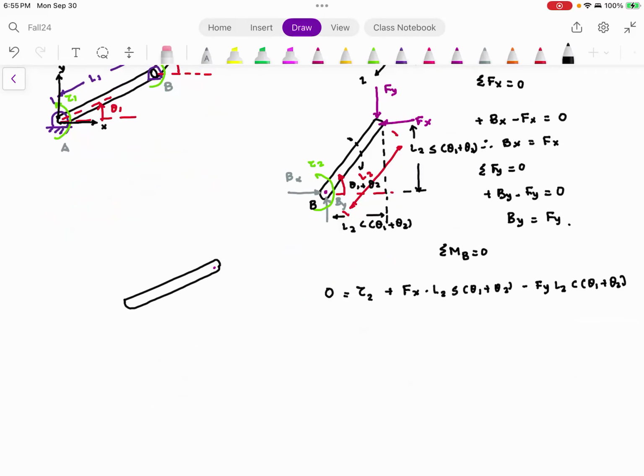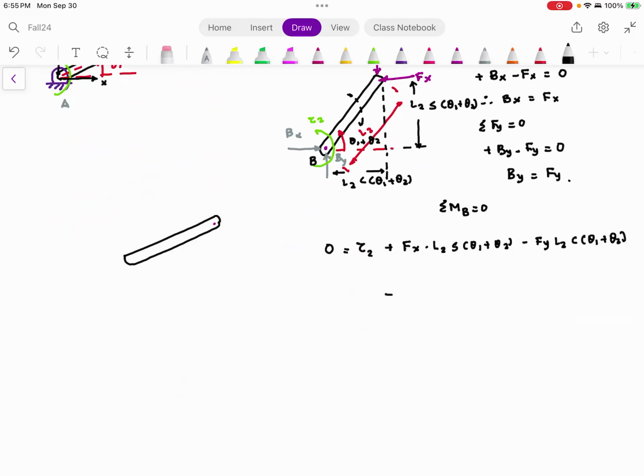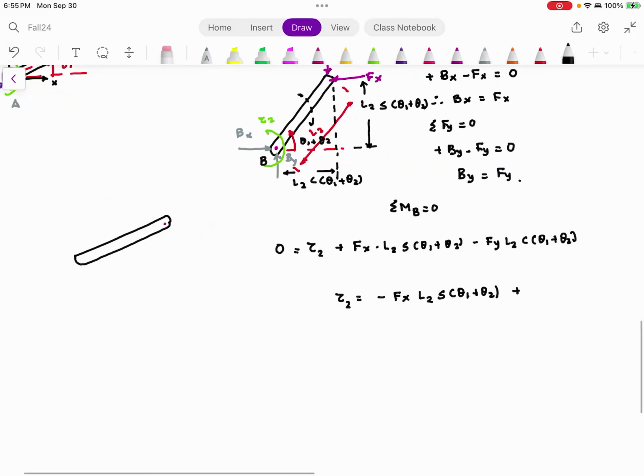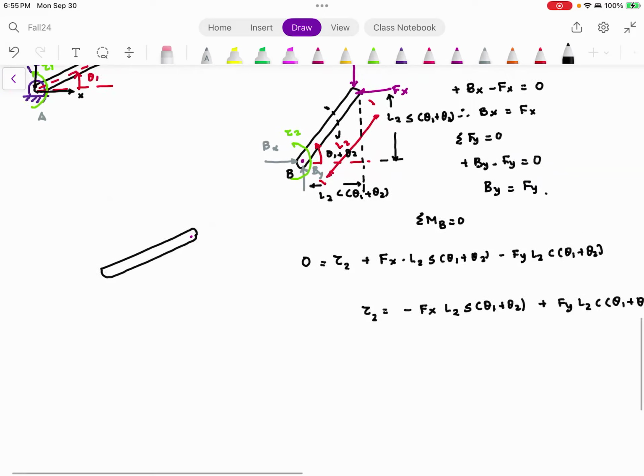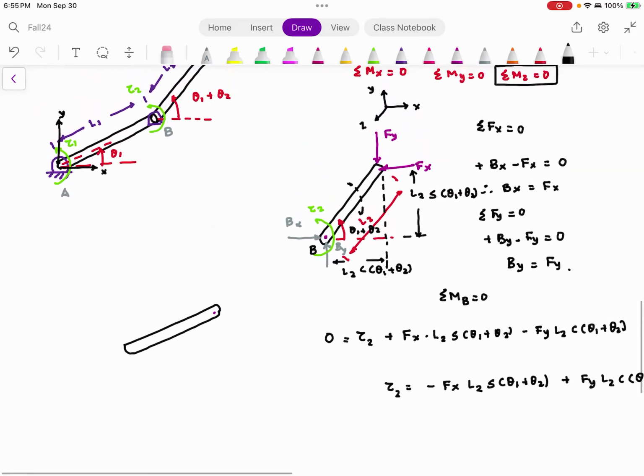Okay. Now I hope everyone understood this equation. So I'm going to write this equation down slightly differently. I would say tau 2 is equal to minus f of x L2 sine theta 1 plus theta 2 plus Fy L2 cosine theta 1 plus theta 2. Now, the story does not end there.